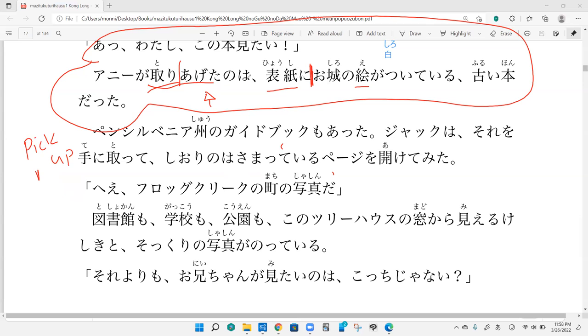Tori ageta no wa furui hon datta. What does that mean? Furui hon datta. Old book. Yes. Ani ga tori ageta no wa.